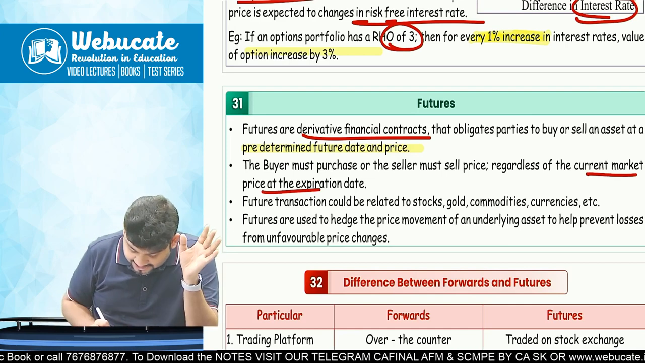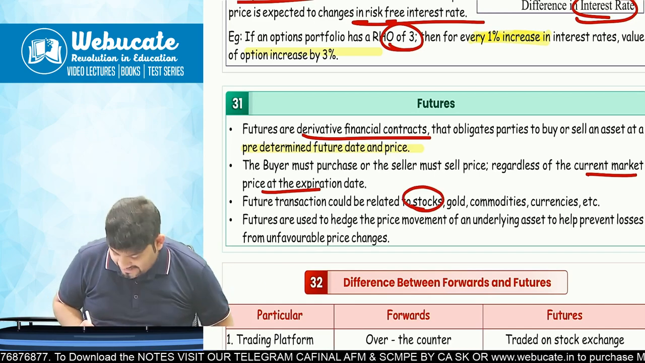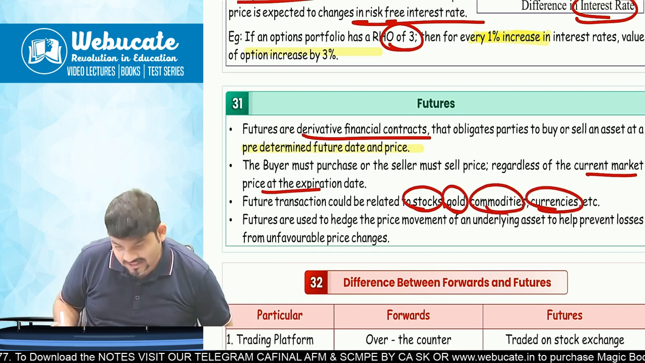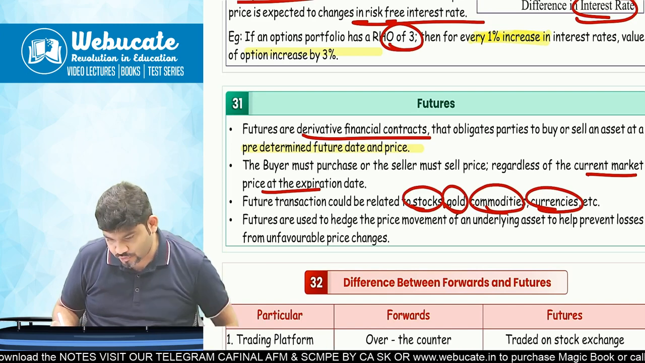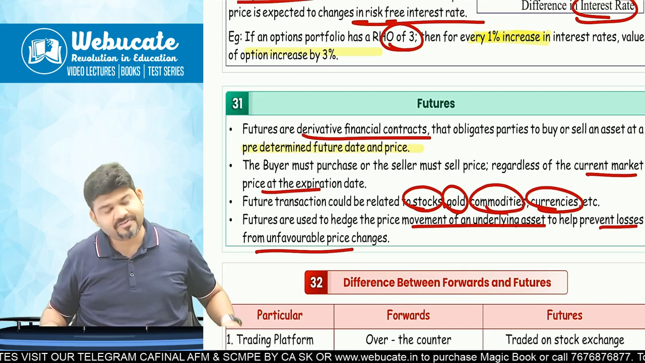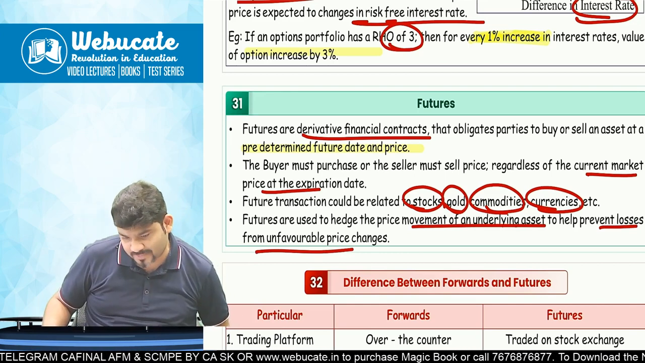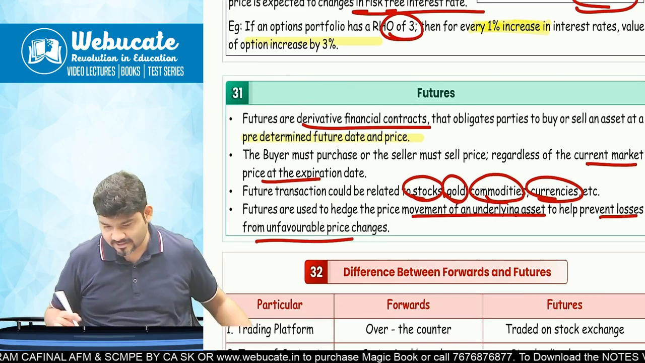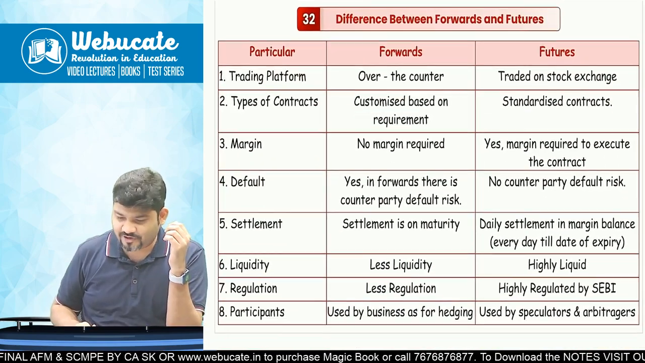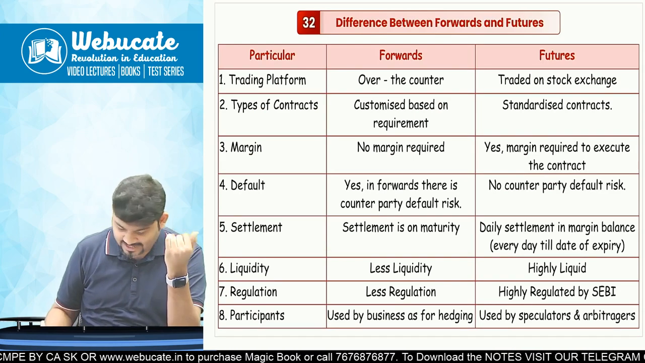Futures transactions could be related to stocks. So you can have a futures transaction in stocks, in gold, in commodities, in currencies, etc. They are used to hedge the price movement of an underlying asset to help prevent losses from an unfavorable price change. So I told you, this is also used by hedgers, speculators, arbitrageurs alike. Now, what is the difference between forward and futures? Chalo, let's have a quick discussion. Two, three points can come in the examination.